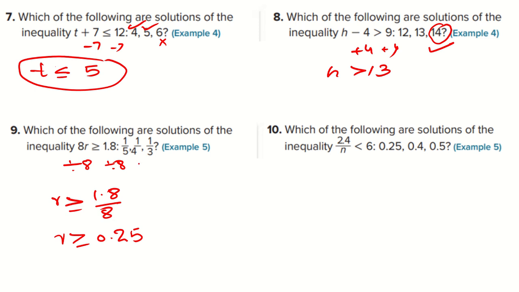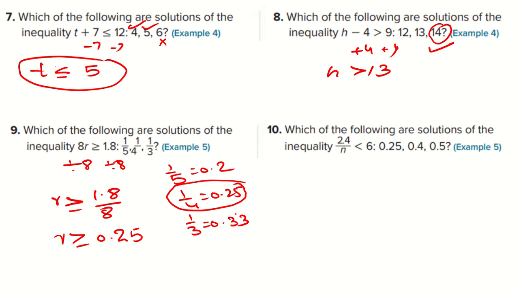this is 1 over 5. 1 over 5 means 0.2. 1 over 4 means 0.25. 1 over 3 means 0.33. So we have to get a number which is greater than 0.25. Greater than 0.25 means equal to also. So this answer and this answer. Okay, because 0.2 is not greater than 0.25.